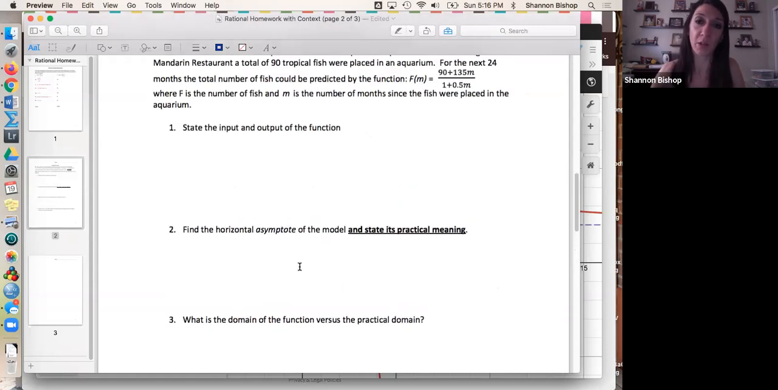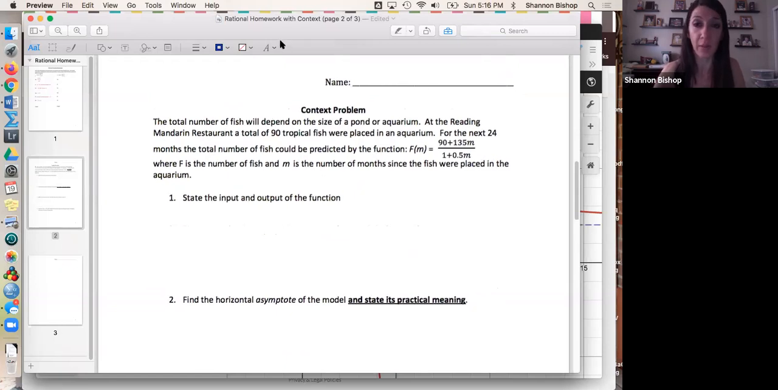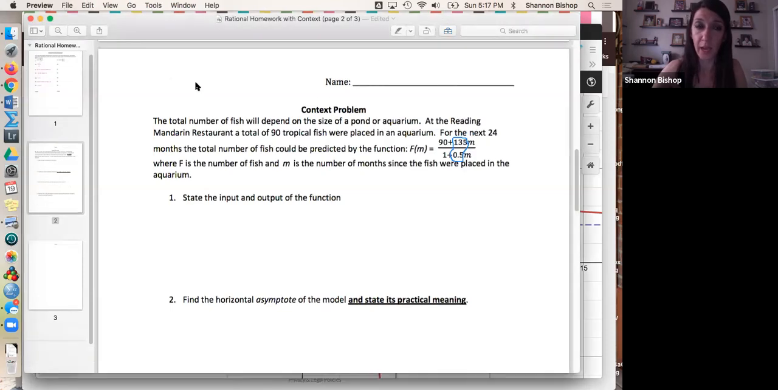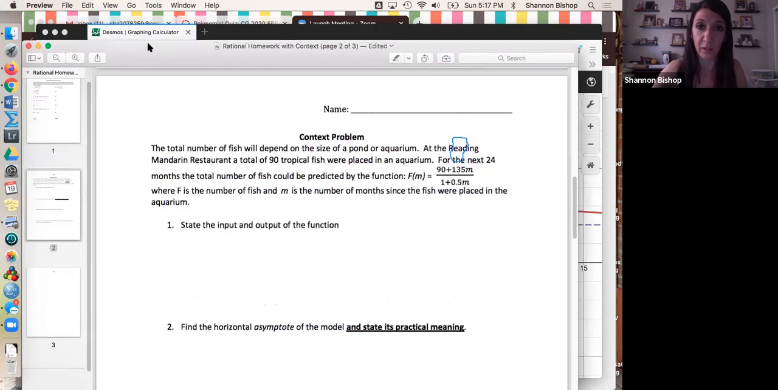So the horizontal asymptote, once again, is the coefficients of the variable. Horizontal asymptote is the coefficients of the variable. So where is my variable? It's right here. Where are the coefficients? They are right here, 135 and 0.5. So as far as my horizontal asymptote is concerned, it is at whatever 135 divided by 0.5 is.